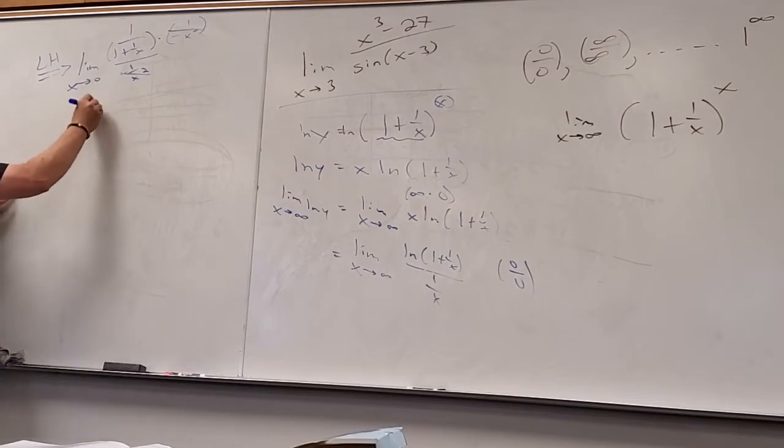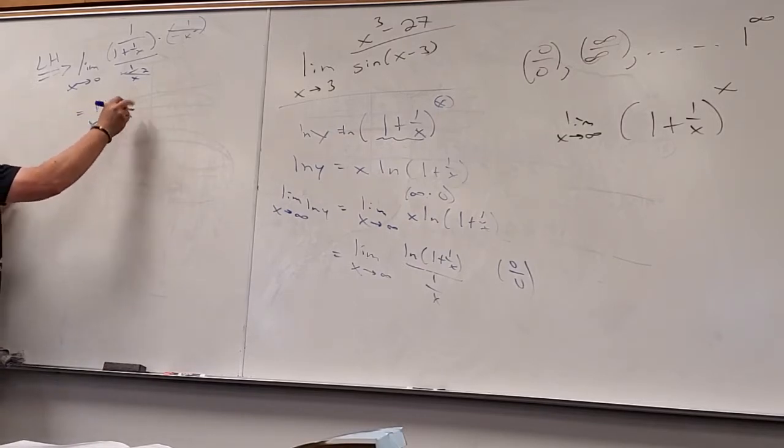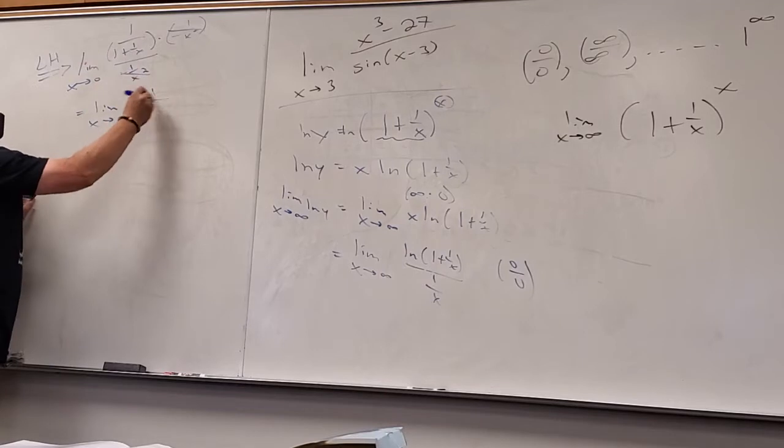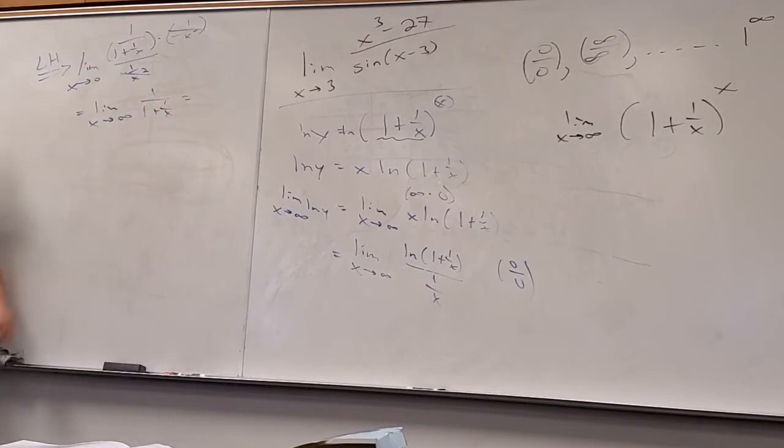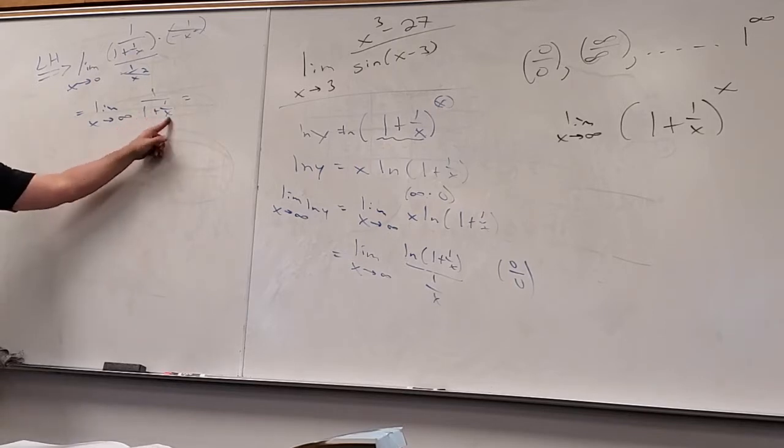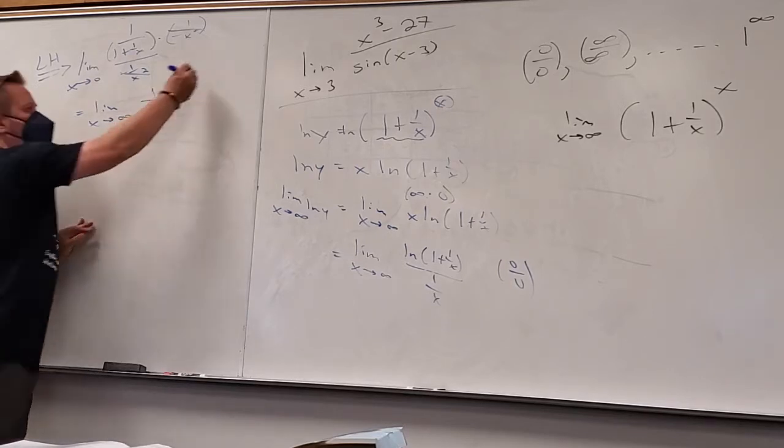So this is the limit as x goes to infinity of 1 over 1 plus 1 over x. Which is? We know this from the beginning. When x gets really big, this goes to, yeah, this is 1. Is that the answer?